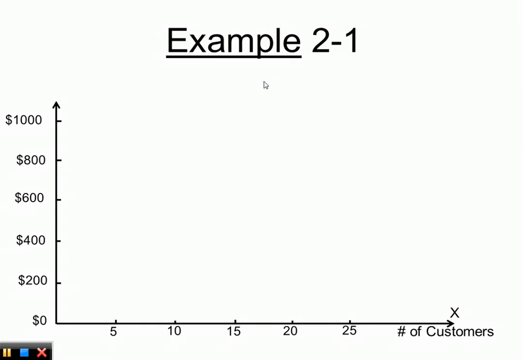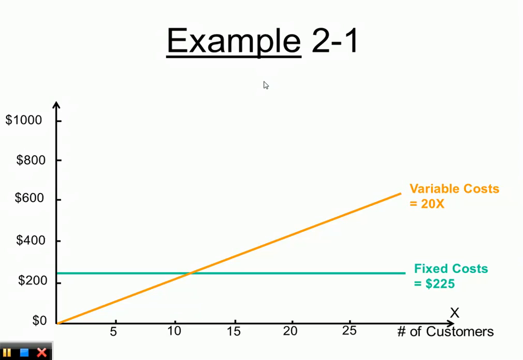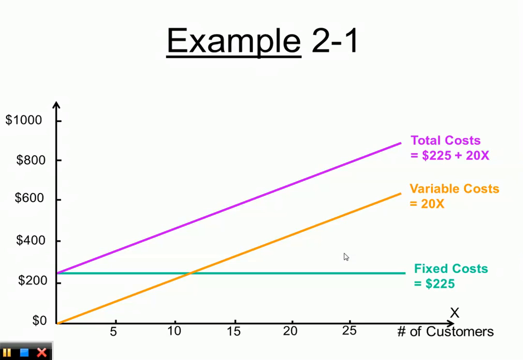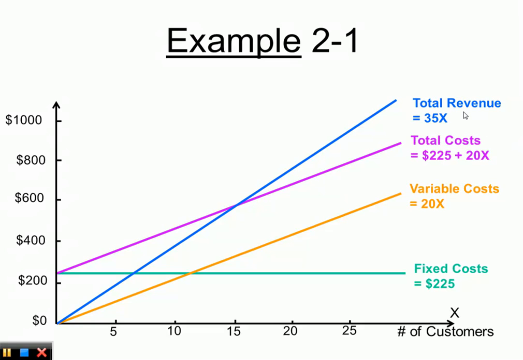Now let's take a look at an example. Let's say we have a fixed cost of $225 and some variable cost of 20 per unit, so 20 times X, where X is our number of customers. Adding these two together, variable cost and fixed cost, we get the total cost here. And then the revenues: our selling price is 35 per customer, and we have X customers, so this is our total revenue.